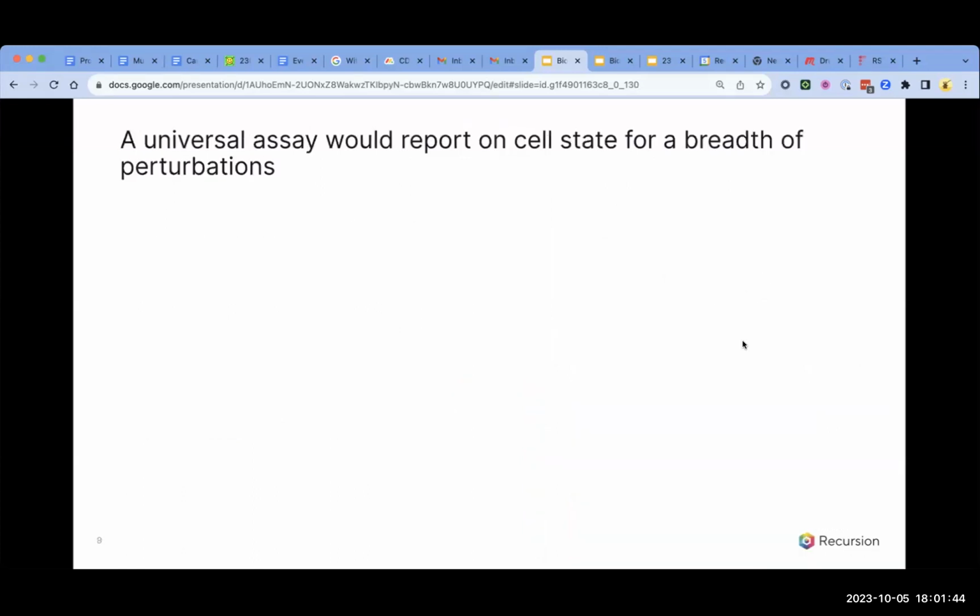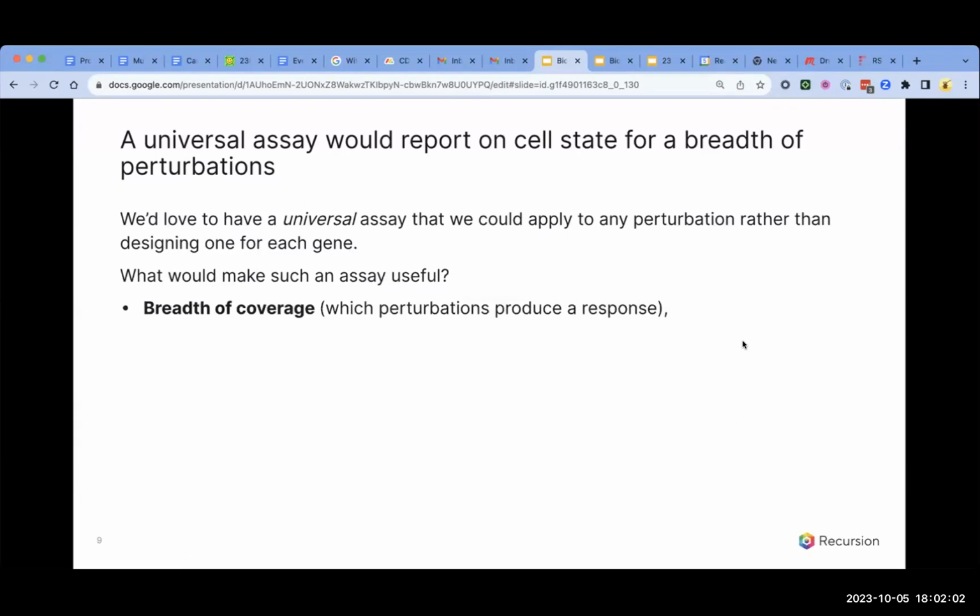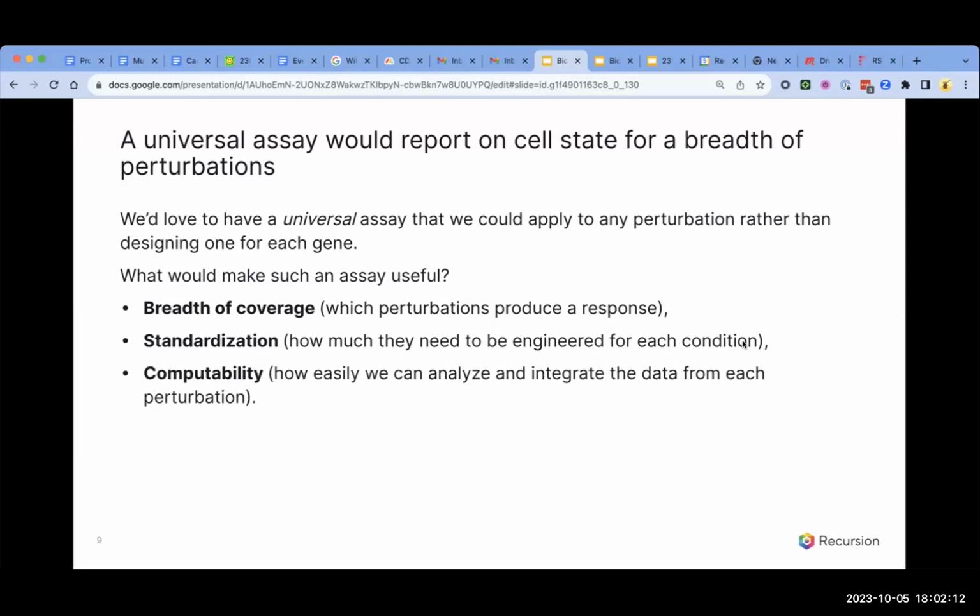So how do we start to understand what the state of a cell is? Ideally, we would have one assay that we could use for any perturbation, regardless of what it is, and we wouldn't have to design one for each gene or for each chemical we care about. An assay like this would be useful if it covered a whole breadth of perturbations. It would be useful if it was standardized, so we didn't have to change it very much from one perturbation to another. And it would be useful if we could compute on it, if we can easily analyze and integrate that data from every perturbation.